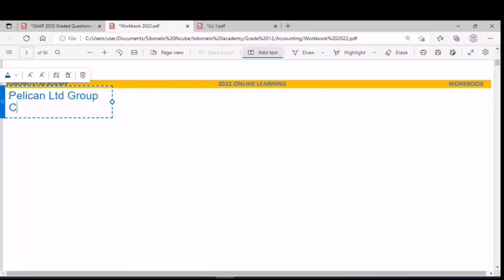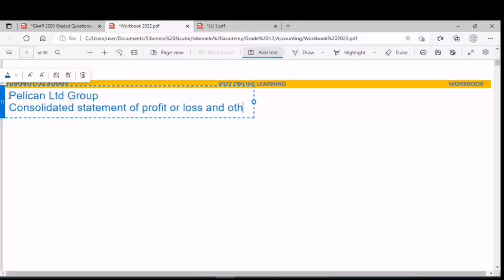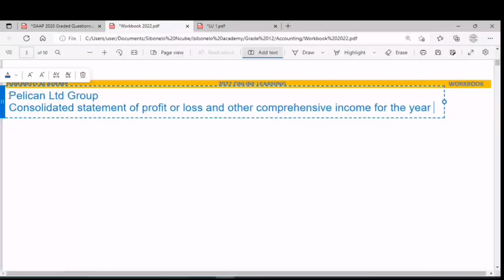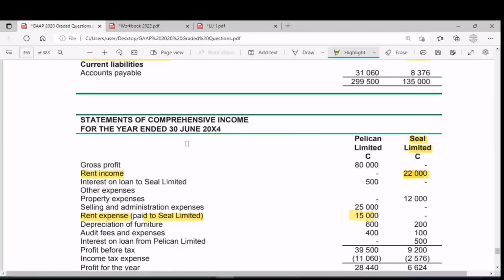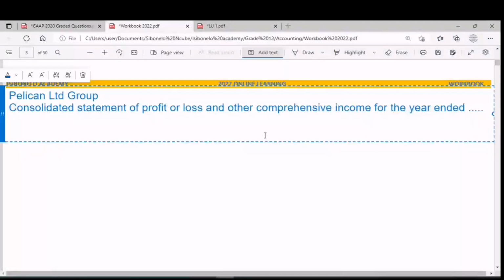Then which statement are we preparing? We are consolidating, so this is the consolidated statement of profit or loss and other comprehensive income for the year ended 30 June 20x4, as per the question.